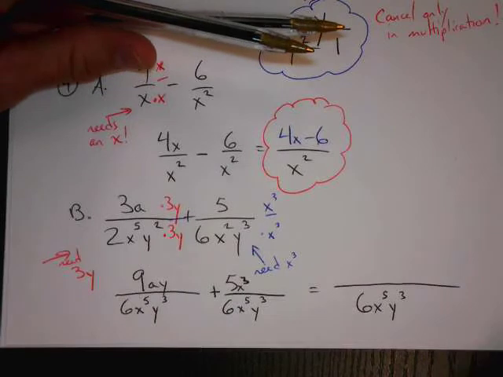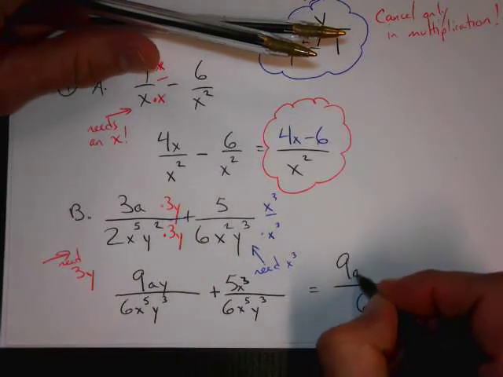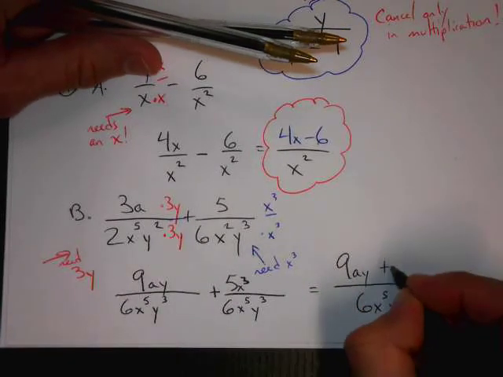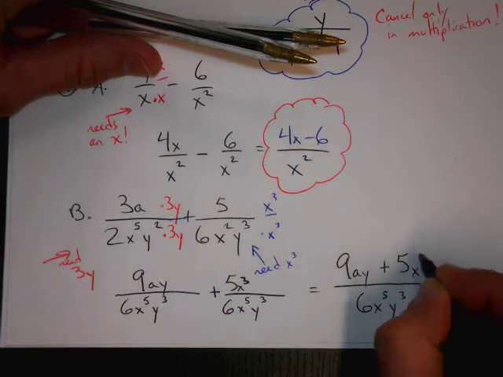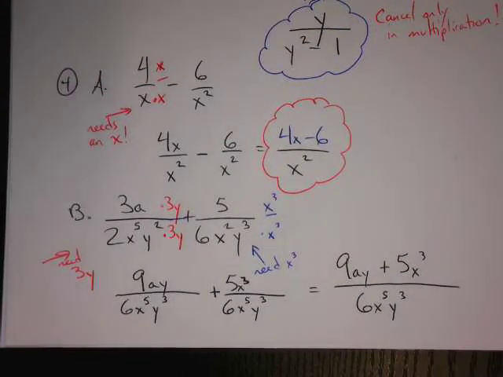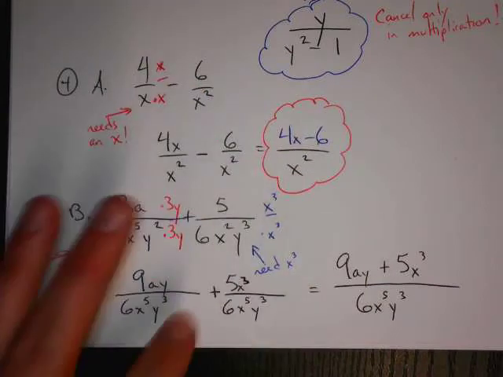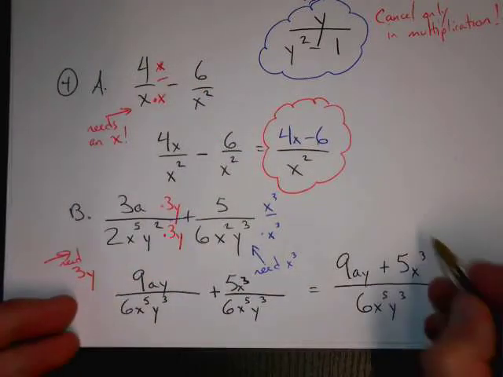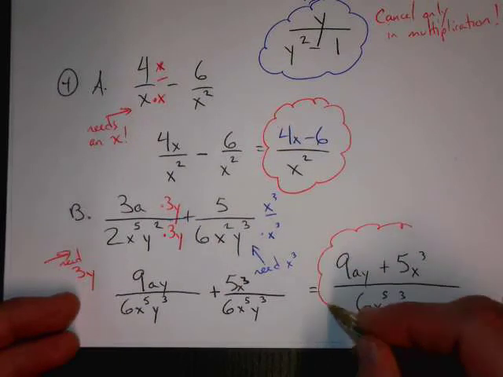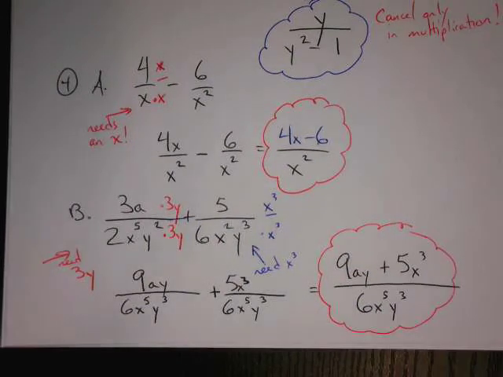And then all we have to do is operate our numerators. We get 9ay plus 5x to the 3rd power. And it can't be factored. There's not a like term. This is as done as it can be. And so we have simplified that expression.